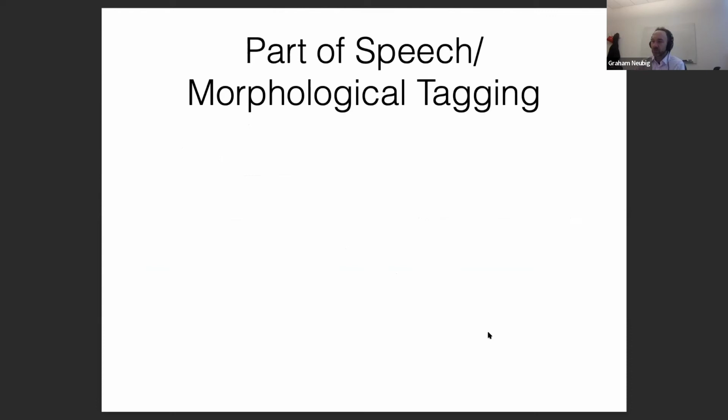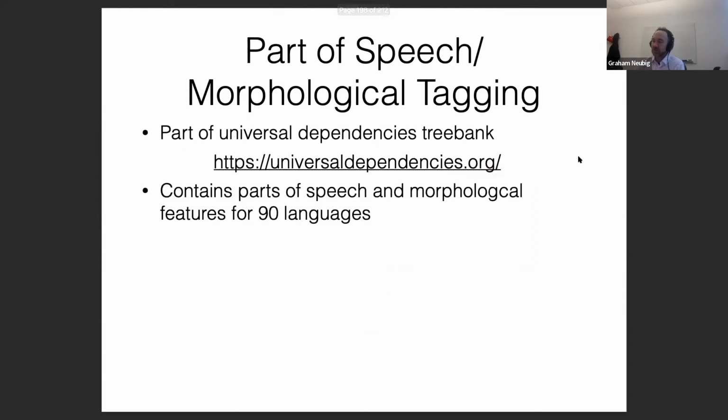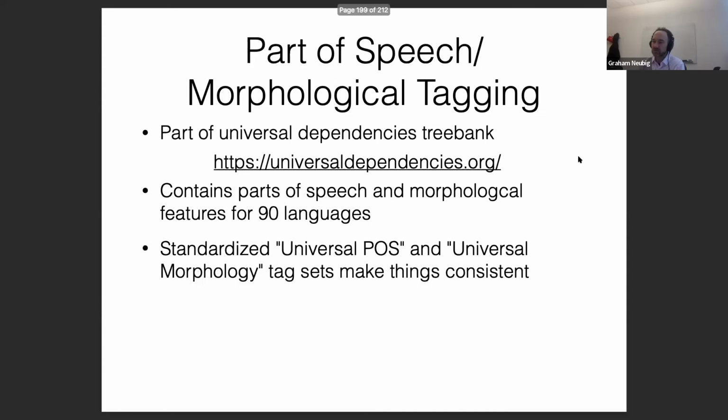Another thing is part of speech and morphological tagging. I'm not going to go into a whole lot about this because I know it's going to be covered more when we talk about words, parts of speech, and morphology. But basically, there's the Universal Dependencies treebank. It contains syntactic parses, like dependency parses, but it also contains parts of speech and morphological features for 90 languages. And it has a standardized universal part of speech set and universal morphology tag set to make things consistent across the languages. So this is one of the highest quality multilingual corpora that I'm aware of.